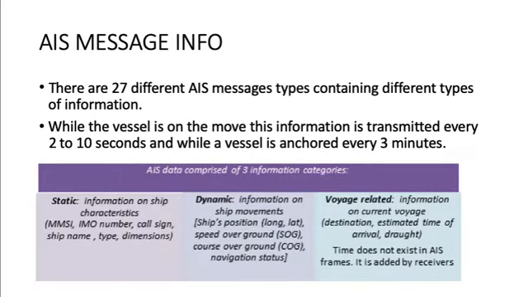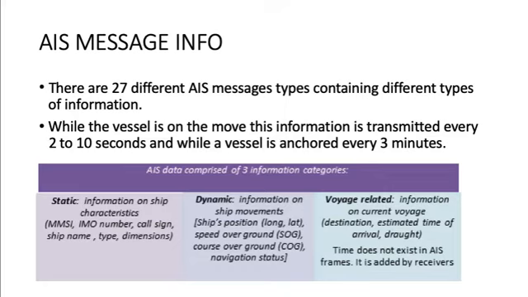So, let's dig a little deeper and find out what is actually contained in an AIS message. There are 27 different AIS messages, and each contains a different type of information. One thing to be noted is that while the vessel is on the move, that is, it's on a voyage in the sea, this AIS information is transmitted every 2 to 10 seconds. But while a vessel is anchored in a harbor or a dock, the AIS message is being transmitted every 3 minutes.